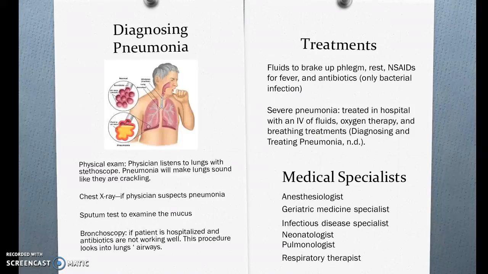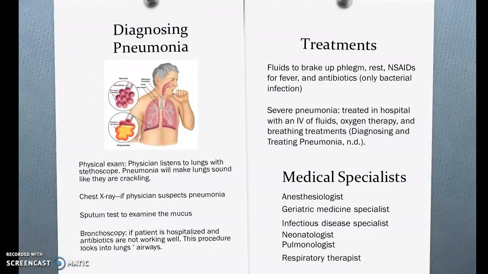Diagnosing pneumonia. A physician will conduct a physical exam. The physician will listen to the lungs with a stethoscope. Pneumonia particularly will make the lungs sound like there is crackling, so a physician will hear that crackling sound in the stethoscope. A physician may conduct chest x-rays if they suspect there's pneumonia. They may test the sputum to examine the mucus or phlegm that patients are coughing up.